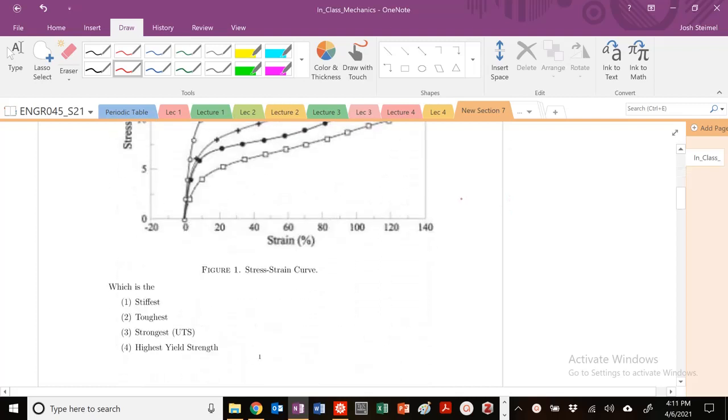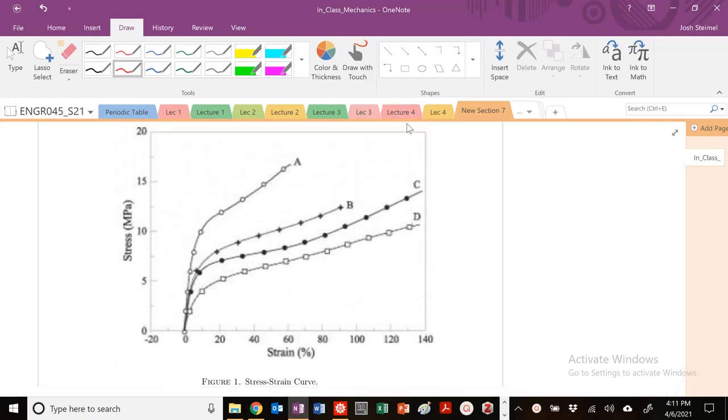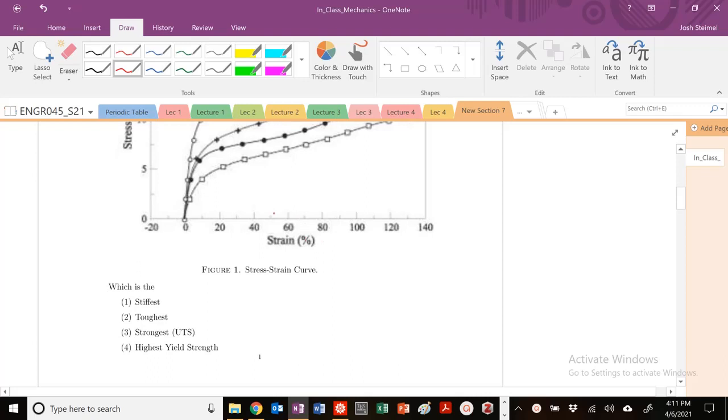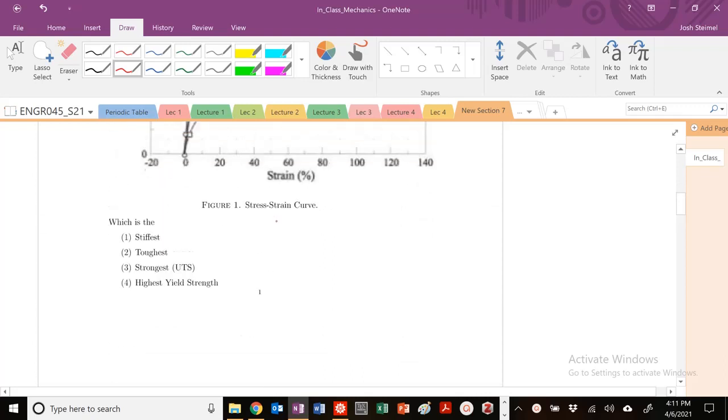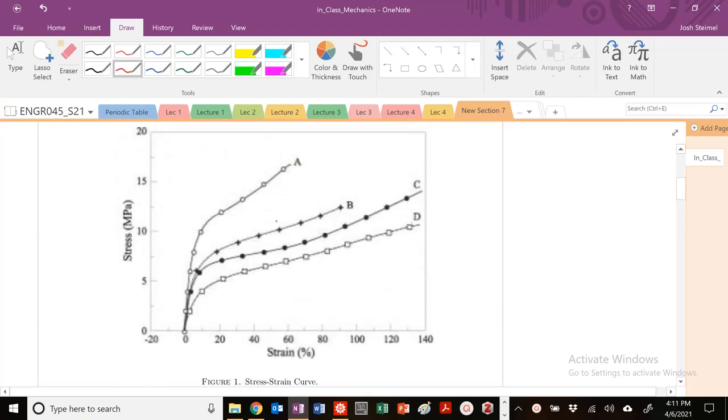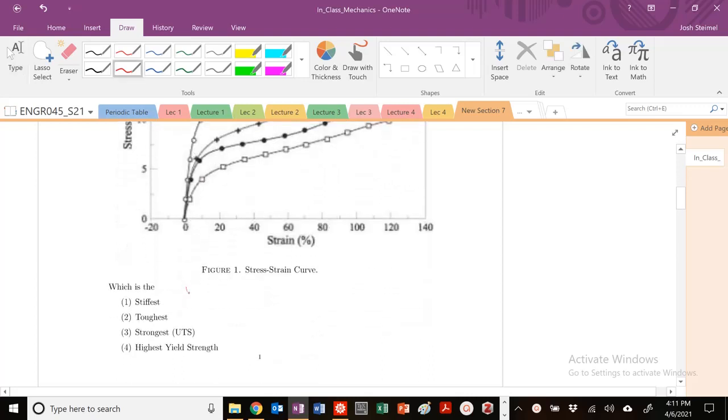This is the in-class activity that we did essentially in class, and you can look at these problems. So let's look at the strain curve here. We're going to look at what is the stiffest material, toughest, strongest, highest yield strength, most ductile, most brittle. So the stiffest is going to have the largest Young's modulus. So we're looking for the material with the largest Young's modulus.